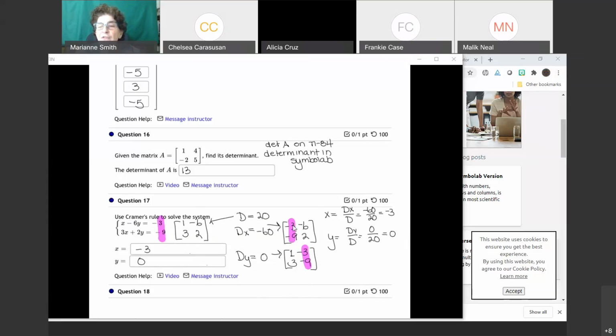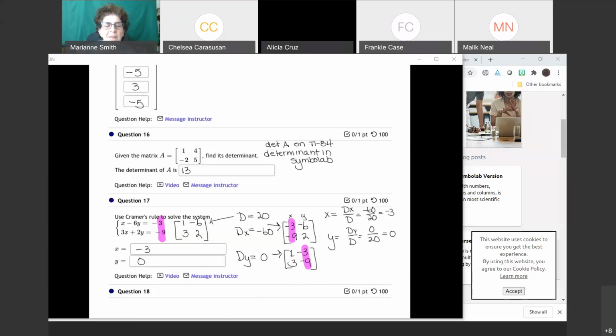Yeah, the trick to Cramer's rule is just knowing how to build these other two matrices. Just take whatever column you're interested in, like this one's x, that one's y. If you're looking for d sub x, just replace the x column with the right side. If you're looking for d sub y, replace that column with the right side.